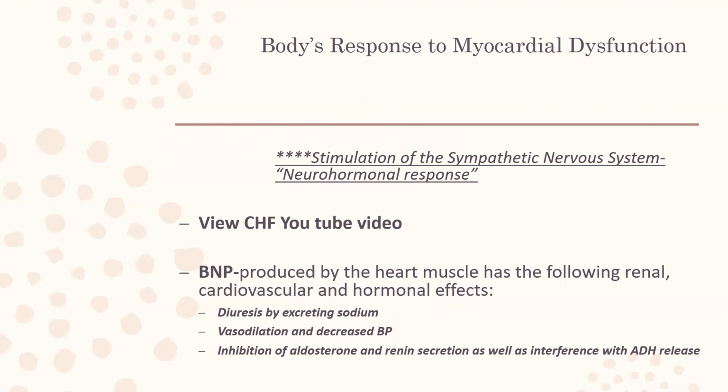which you'll find on the next slide, but there's also a specific blood test for the diagnosis of heart failure, so a BNP, and that is produced by the heart muscle, and it has a couple different renal, cardiovascular, and hormonal effects. So it diureses by excreting sodium, it vasodilates, it decreases blood pressure, and it also inhibits aldosterone and renin secretion and interferes with the release of ADH.